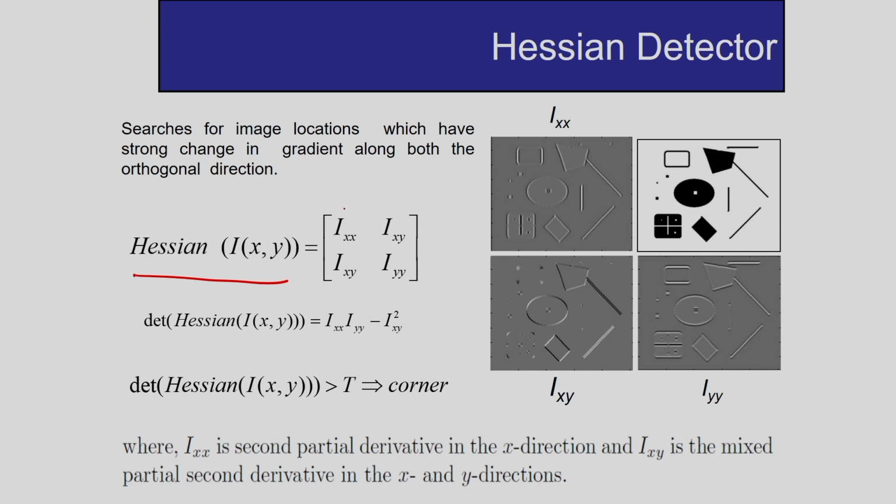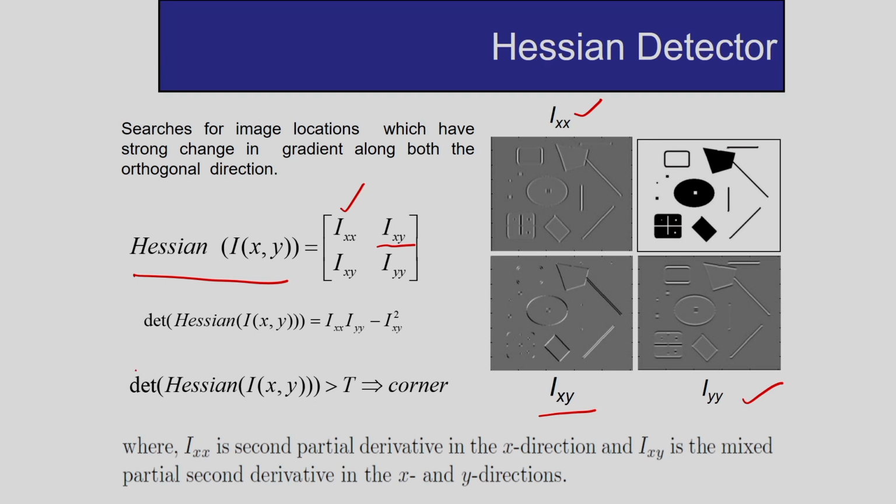So, you can see first I have to determine Ixx. What is Ixx? Ixx is the second partial derivative in the x direction, and Iyy is the second partial derivative in the y direction. Also I have to determine Ixy, the mixed second partial derivative in the x and y directions. So, I have to determine all these derivatives, and from these I determine the Hessian matrix.